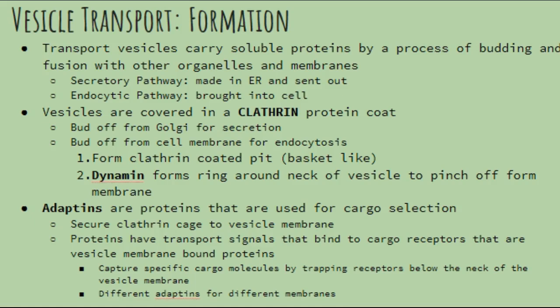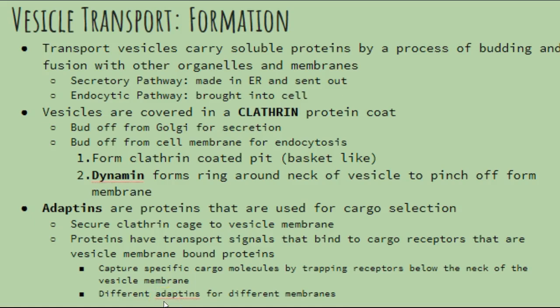Vesicle formation begins with a clathrin protein coat. Vesicles normally bud off from the Golgi for secretion, or they can bud off from a cell membrane for endocytosis. The first thing that happens is that a pit forms that is covered with clathrin. Then, as the vesicle forms deeper, a protein called dynamin forms a ring around the neck of the vesicle and constricts until the vesicle pinches off from the membrane and becomes its own unit.